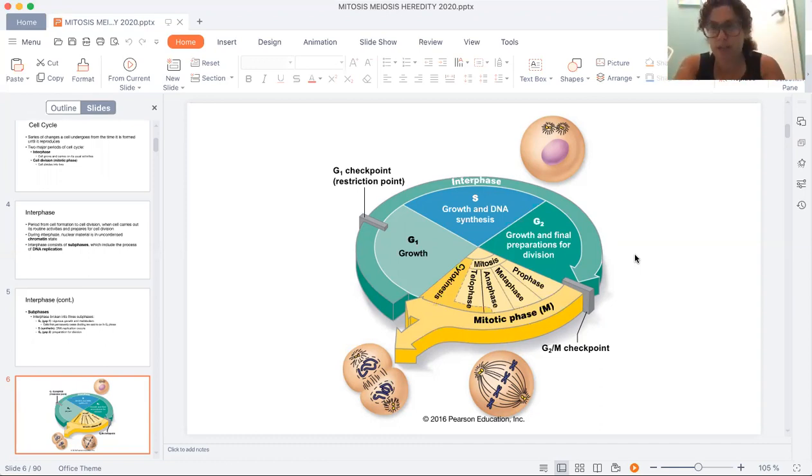Now, the issue with cancer is that how cancer comes about is that sometimes in G1 or sometimes in G2, the mutations occur and it kind of tricks the checkpoint system, and the body doesn't recognize it and keeps going.